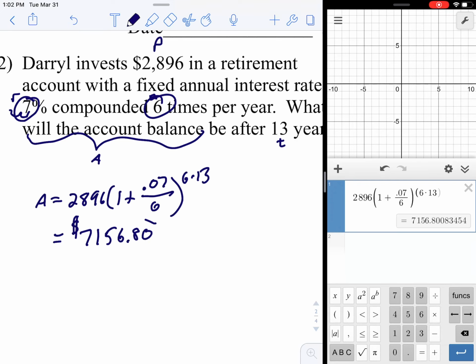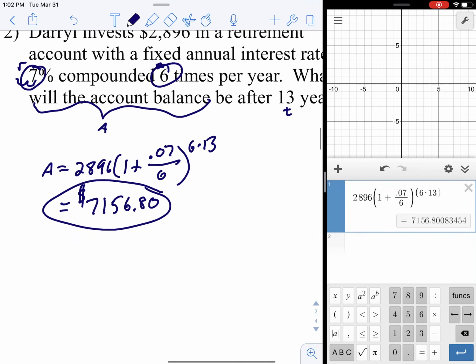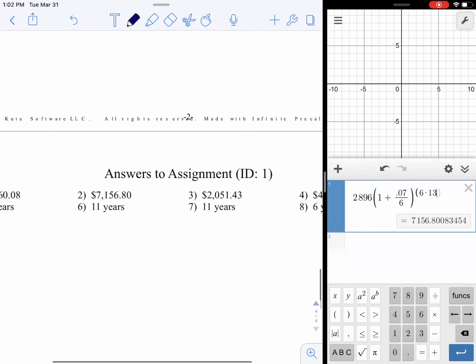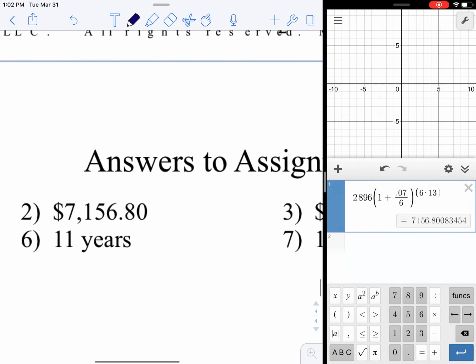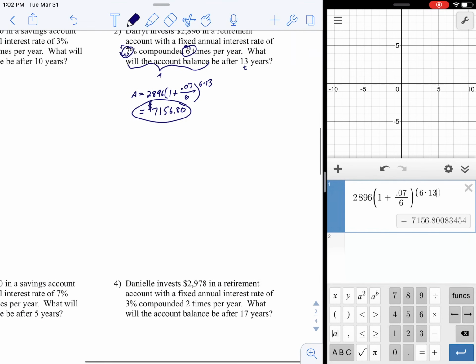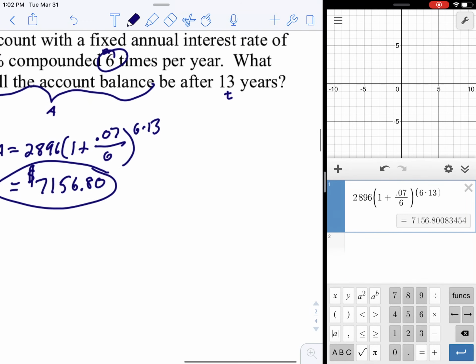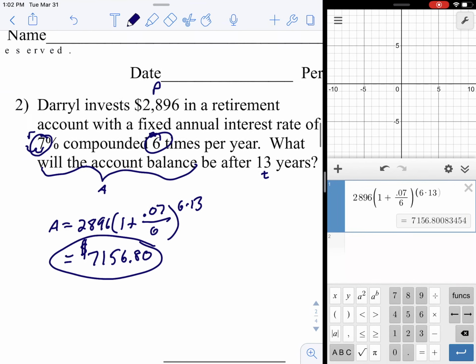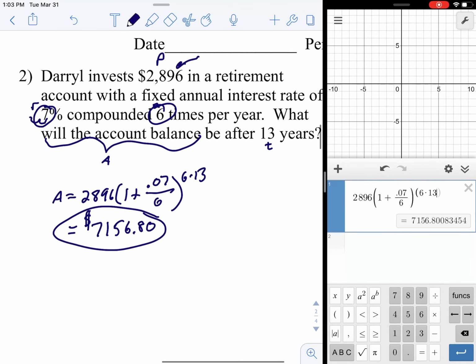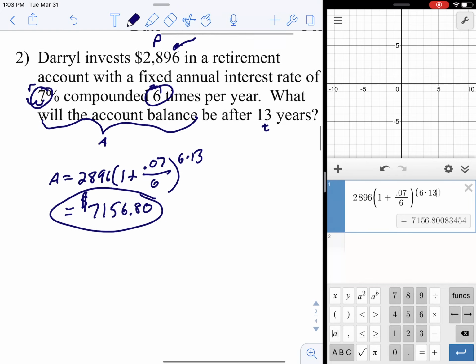$2,156.80. That's so much larger than the original $896. Let's check the answer. Make sure I didn't do anything goofy. 2,156.80. And there we go. So, 13 years, again, imagine 30 years, and imagine you're investing not just $896, but maybe every paycheck you keep adding to it. But anyway, this is a basic sort of example.